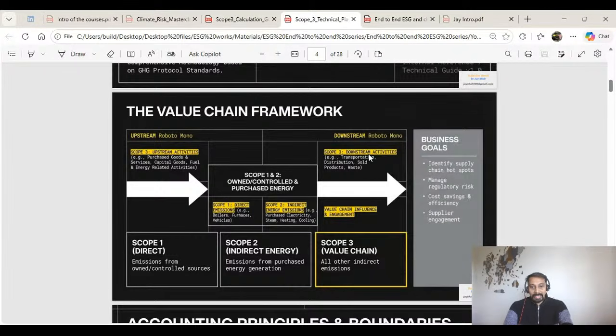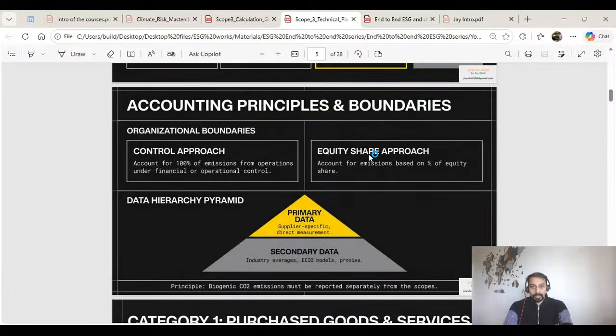Next, we are going to understand the accounting principles and boundaries. You either use the control approach, which accounts for 100% of emissions from controlled operations, or any other kind of use. The second one is the equity share approach, based on the ownership percentage. That is very helpful to understand your principles and boundaries.